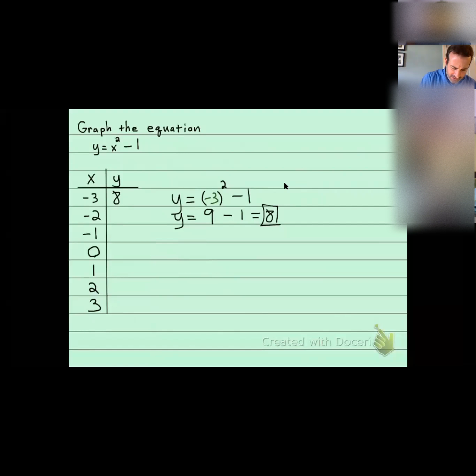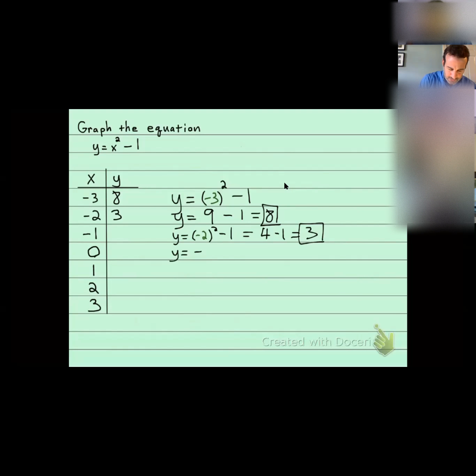All right, let's plug in the -2. Y equals x squared minus 1. Our x is -2. Okay, -2 squared is going to give me a positive 4 minus 1. 4 minus 1 is 3. So that goes right here. That's our second ordered pair, -2, 3.